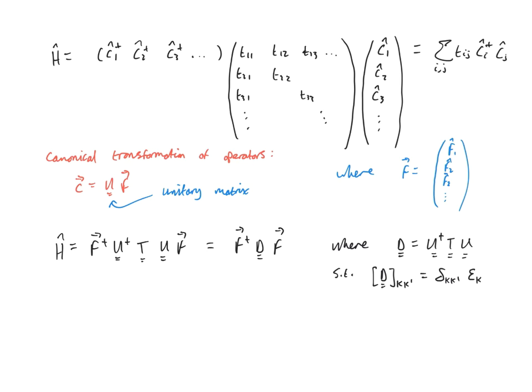So if we were to plug this definition of the D matrix into our expression for the Hamiltonian written in terms of the F's, we simply get that H is equal to the sum over K of epsilon K F K dagger F K. So I'm going back to the non-vectored notation now. We had previously a double sum, and now we have a single sum, and that's achieved precisely through the diagonalness of that matrix with that Kronecker delta in there.